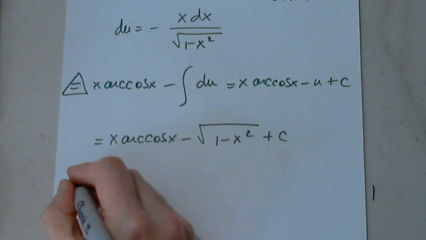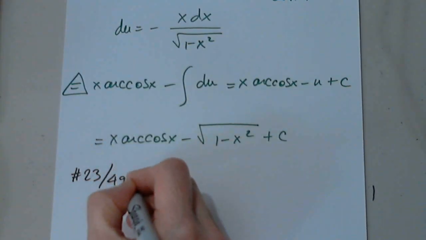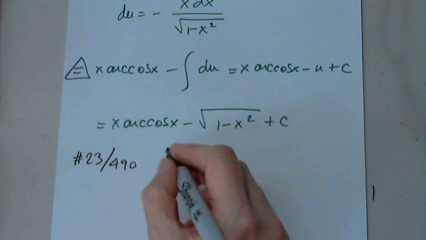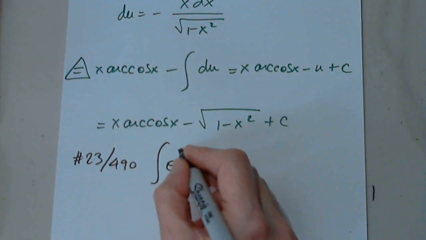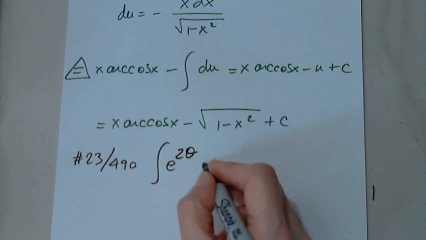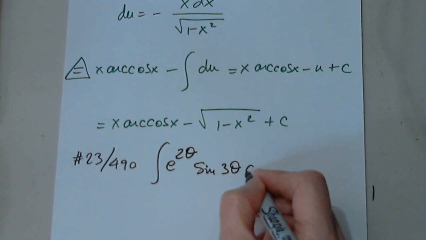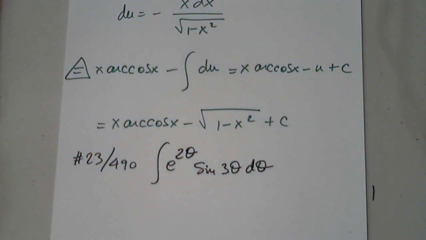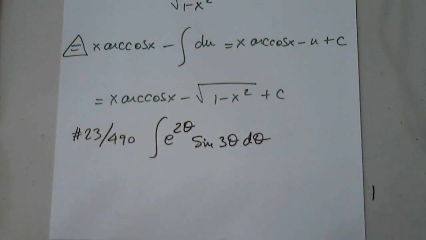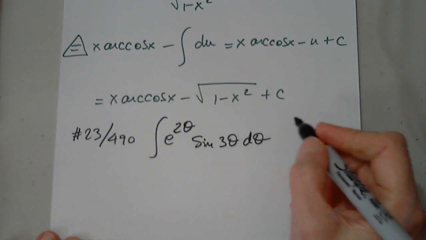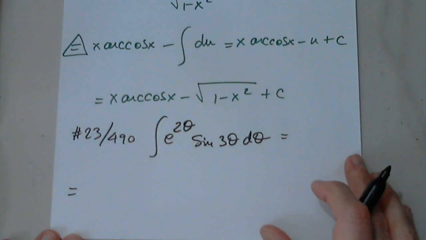So 23 on 490: the integral of e to the 2 theta sine 3 theta d theta. With this problem, we have two options. We can work on e to the 2 theta, as we did in the preliminaries, or we can work on sine, as we did in the preliminaries. It doesn't matter. I'm going to keep e to the 2 theta.